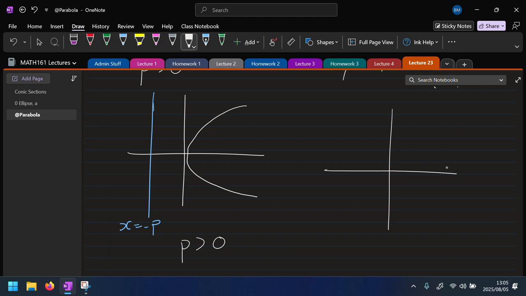And you can guess the last one. It's going to be like this, with the directrix on the other side. So this will be p being less than 0. Again, you just need to swap it in your head, given the p value.